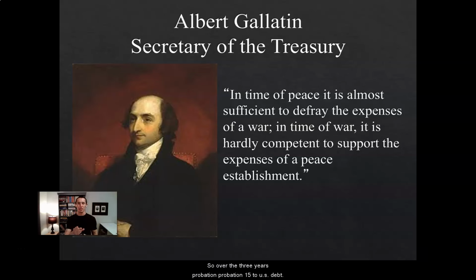So over the 3 years, from 1812 to 1815, the U.S. debt will go from $45 million to almost $120 million. So it more than doubles, because most of the war had to be paid for by borrowing money from foreign countries. It got so bad that in 1814, the U.S. government just stopped paying on its debt, which effectively means it defaults, meaning the United States government in 1814 went bankrupt. So economically, the war was an absolute disaster.